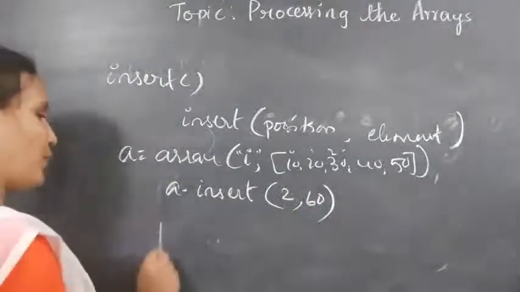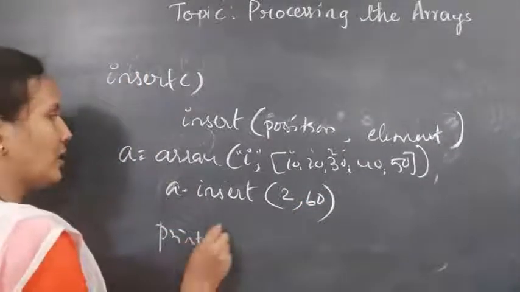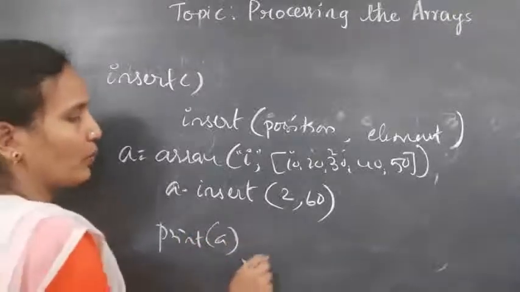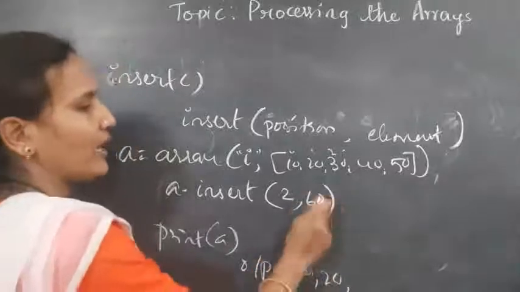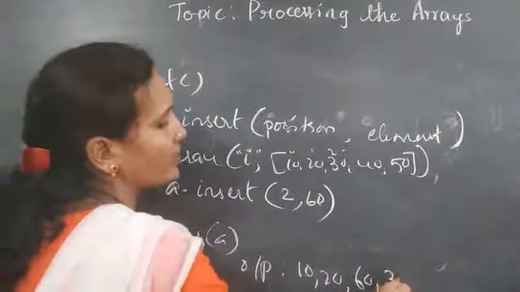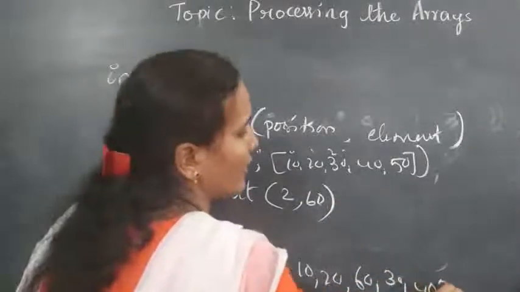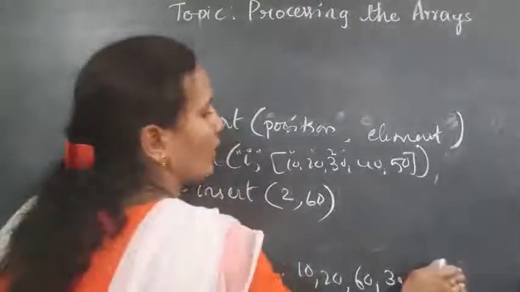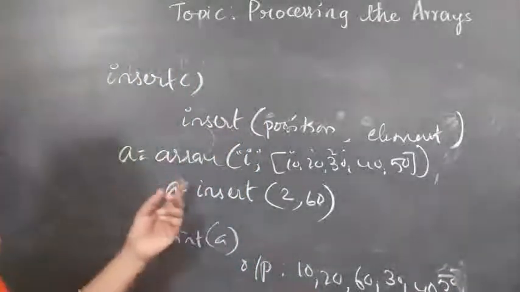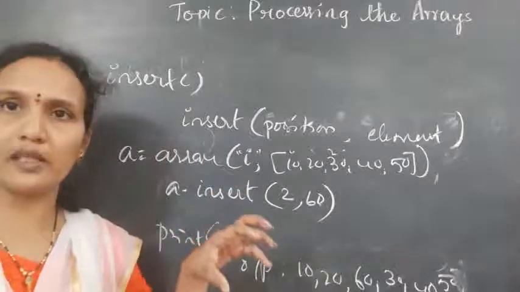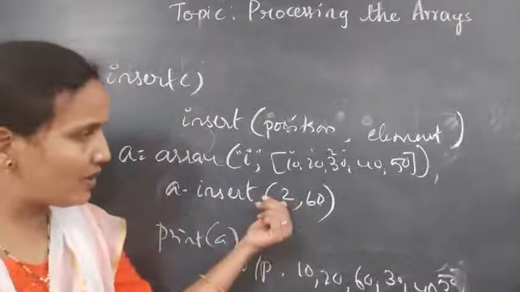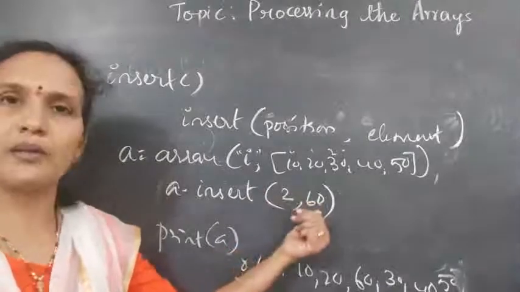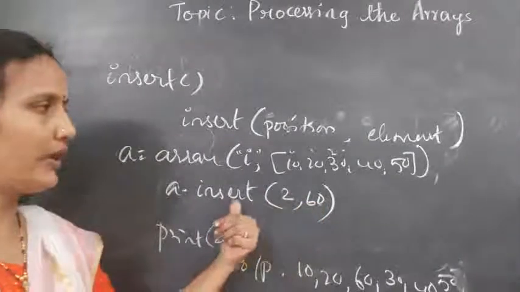Okay, so when you print A, how will you get the output? 10, 20, and in the second position I have inserted 60, next 30, 40, 50. So the insert method is used to insert a particular element in the given position. This parameter is for the position and this is nothing but the element. Okay, you take a screenshot of this.